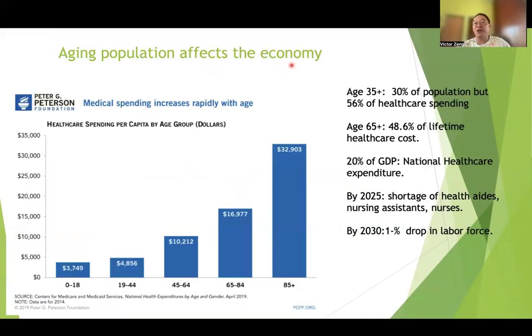Aging population affects the economy. If a country's people get older, like Japan, it affects the country's economy. Age 35 plus is 30% of the population but 56% of healthcare spending. Age 65 and above accounts for 48.6% of lifetime health costs, and 20% of GDP goes to national healthcare expenditure. By 2025, there will be a shortage of health aides, nursing assistants, and nurses. By 2030, there will be a 1% drop in the labor force.